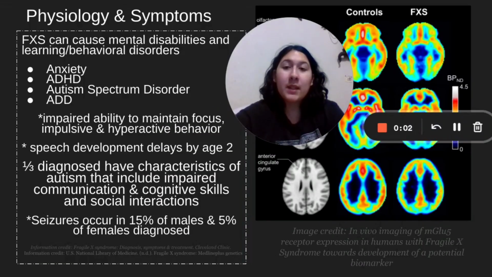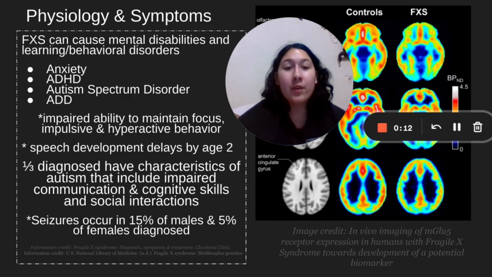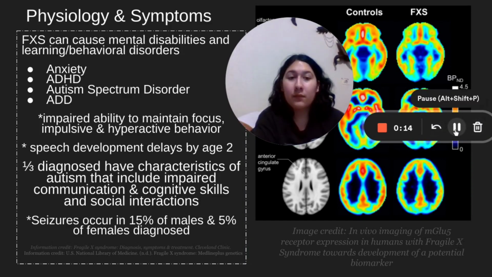Now we will discuss the symptoms of the disorder. FXS can cause mental disabilities and learning/behavioral disorders that include anxiety, ADHD, autism spectrum disorder, and ADD. This disorder can cause an impaired ability to maintain focus or create impulsive or hyperactive behavior in children.